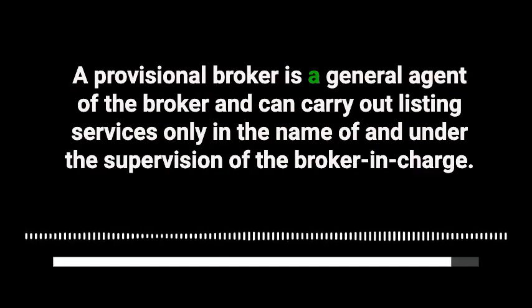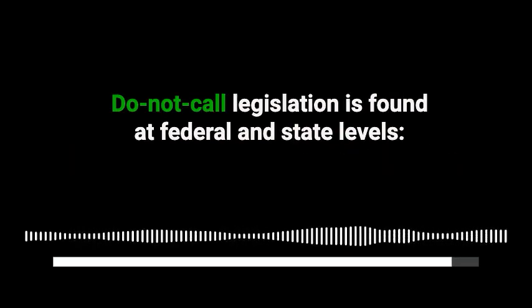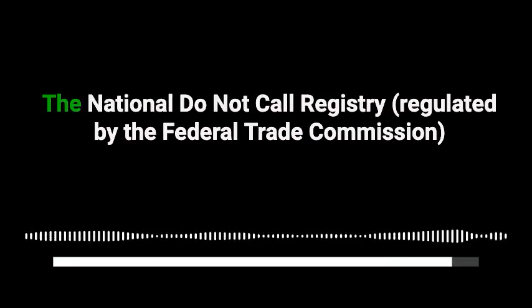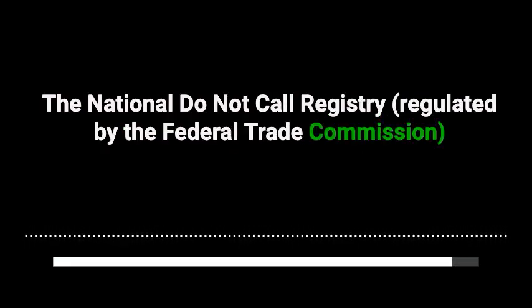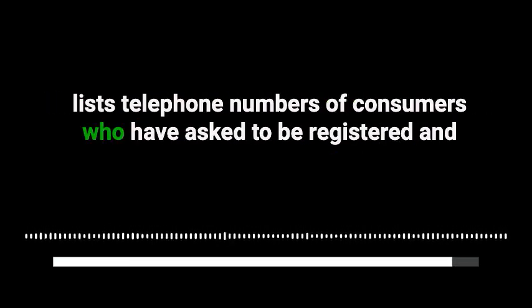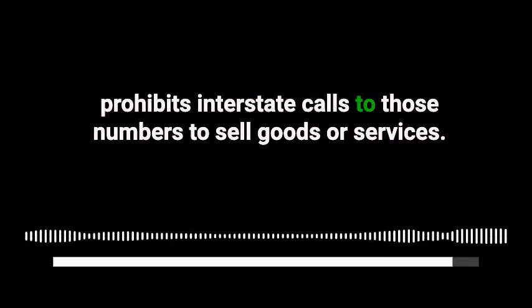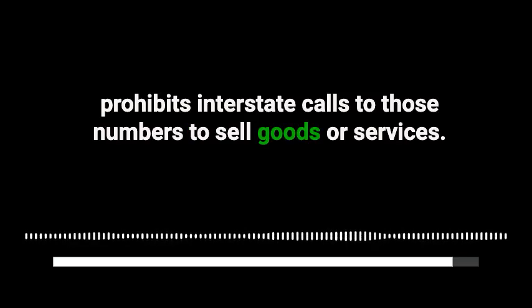A provisional broker is a general agent of the broker and can carry out listing services only in the name of and under the supervision of the broker in charge. Do not call legislation is found at federal and state levels. The National Do Not Call Registry lists telephone numbers of consumers who have asked to be registered and prohibits interstate calls to those numbers to sell goods or services.